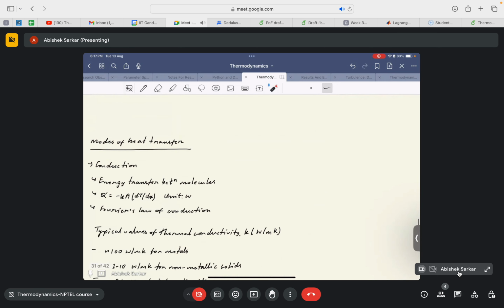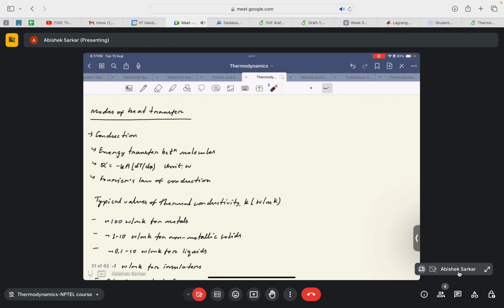Now we'll discuss the modes of heat transfer. In the mechanical engineering course, we have a separate subject for heat transfer, where there is a detailed understanding and analysis of the three distinct modes of heat transfer: conduction, convection, and radiation. But as an introduction, for the scope of this course, that is thermodynamics, we will go through these three modes very briefly.